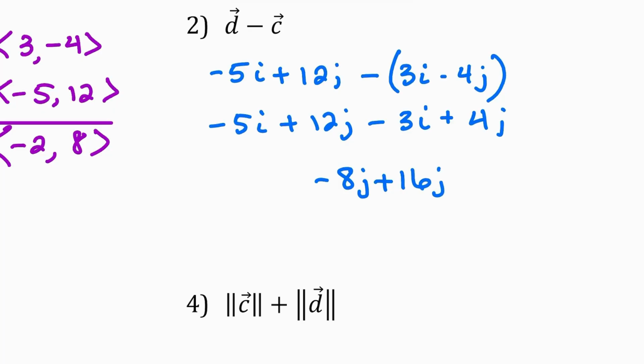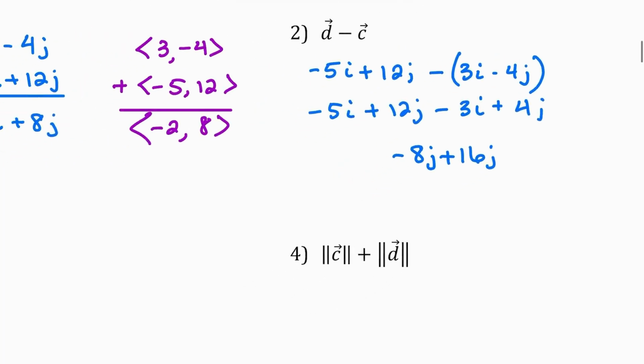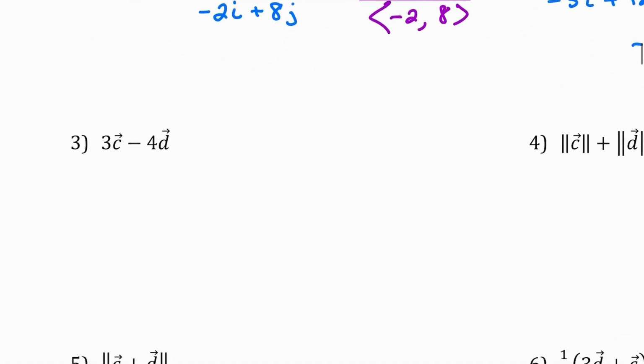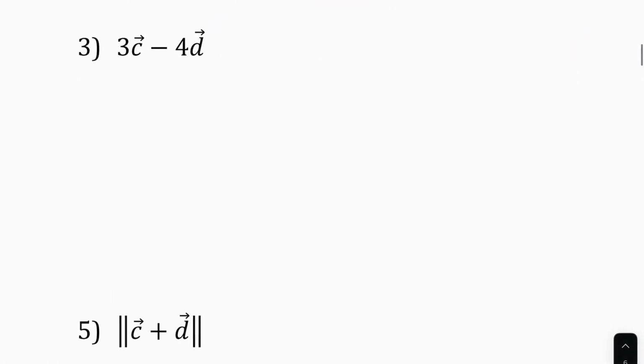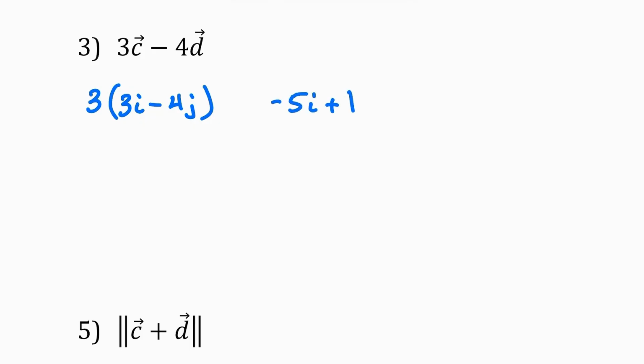And again, if you want to, you can use the component form, the one with the chevrons, and do the exact same thing. And then it can get a little bit more challenging, which again, I'm going to write like I did in the last problem. I'm going to take vector c, which is 3i minus 4j, and multiply that by 3. I'm going to take vector d, which is negative 5i plus 12j, and I'm going to multiply that by 4, and I'm going to subtract that.